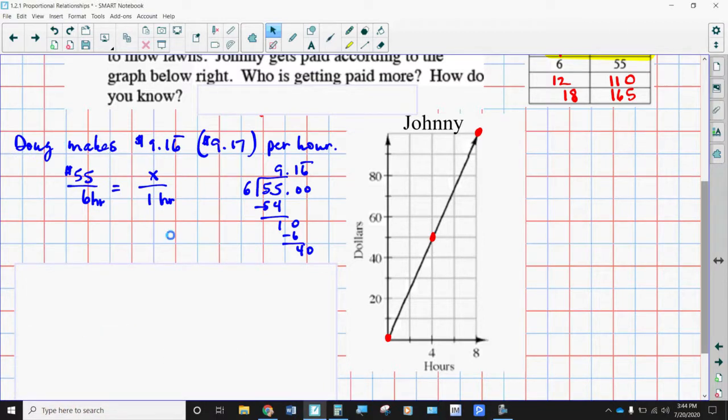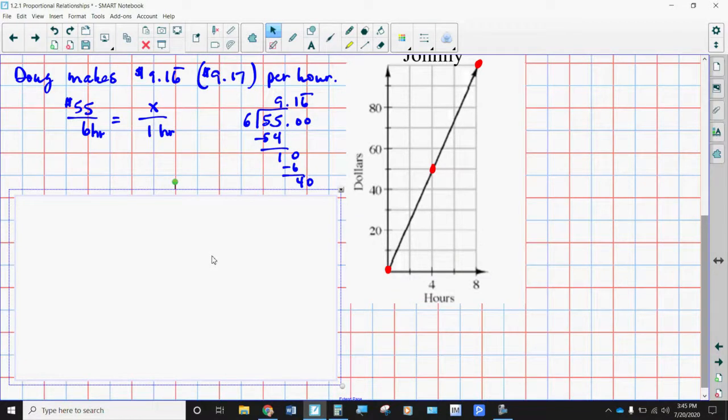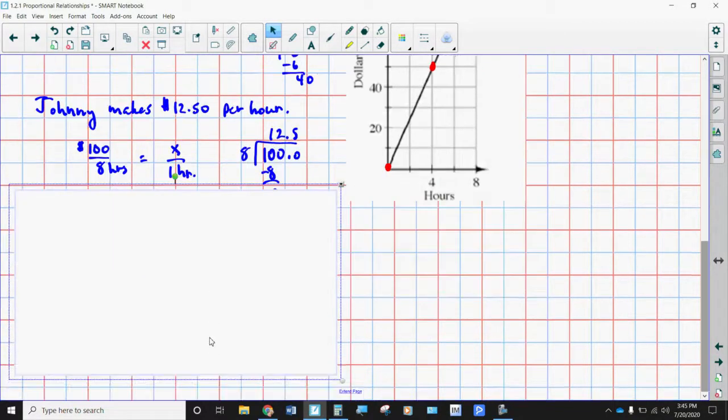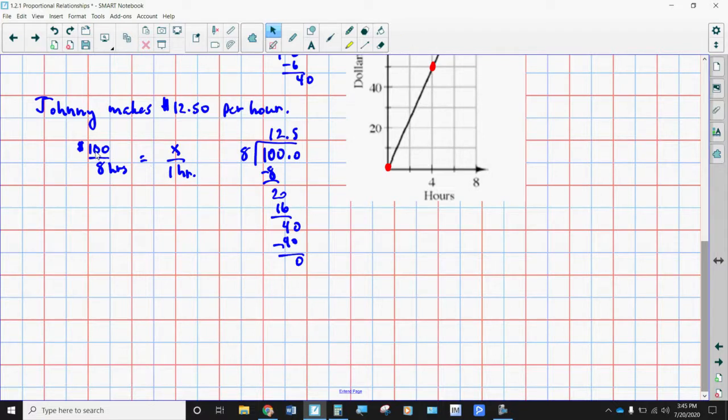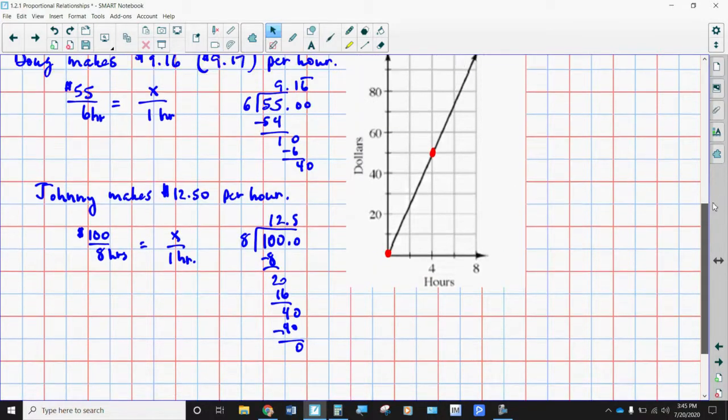All right, so here's a little bit more detailed work showing how we figure out the unit rate for Doug. I rounded it up to $9.17, just because having repeating decimals doesn't work really well. Now let's check and see if we can do the same kind of work for Johnny. If Johnny makes $100 in 8 hours, that's equivalent to how much for 1 hour? Remember, we do the division. 100 divided by 8 is 12.5. So that means he gets paid $12.50 an hour.